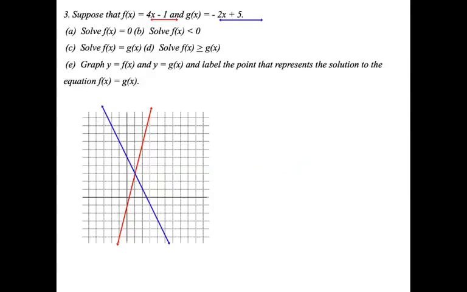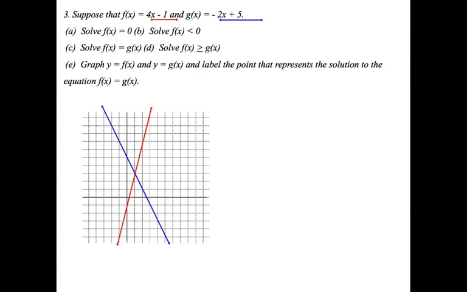For number 3, I would suggest pausing the video for just a minute and graphing f of x and g of x first. Part E is actually where it asks you to graph them, but it's easier if we refer back to the graphs of these. So I've got f of x, I've got g of x. I have graphed f of x with the red line, g of x with the blue line that you see on the screen, and we're asked to solve the following.